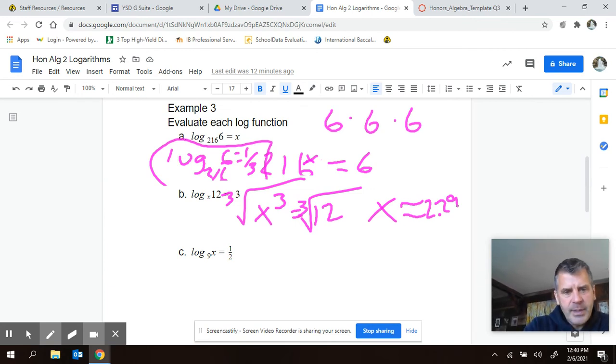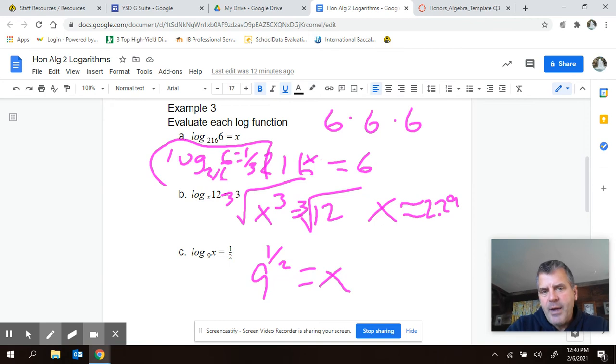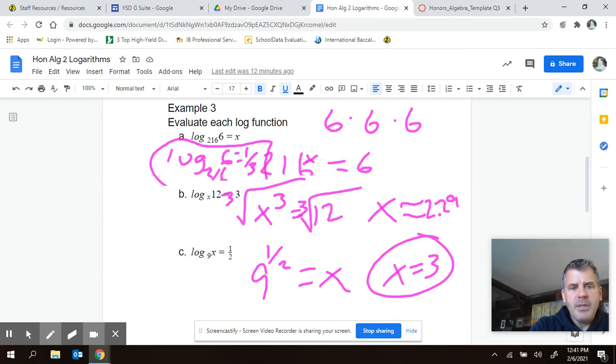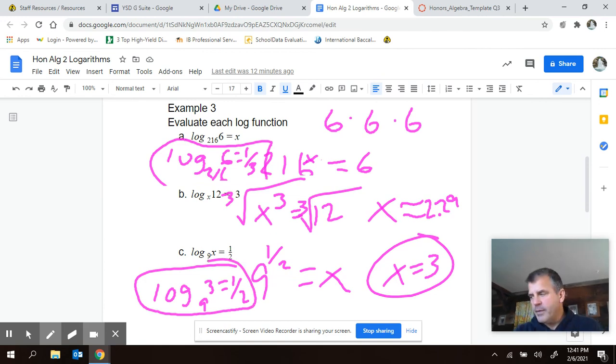All right, and then the last one, C, we would take our 9 to the 1/2 power is equal to x. Well, the half power of 9 is the same thing as square root of 9. That means that that would be 3. So in this case, x would equal 3. That means this, log base 9 of 3 equals 1/2. Yeah, we've seen something like that before if you paid attention to the videos.